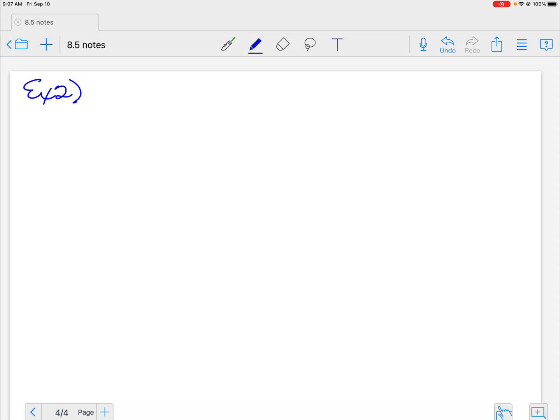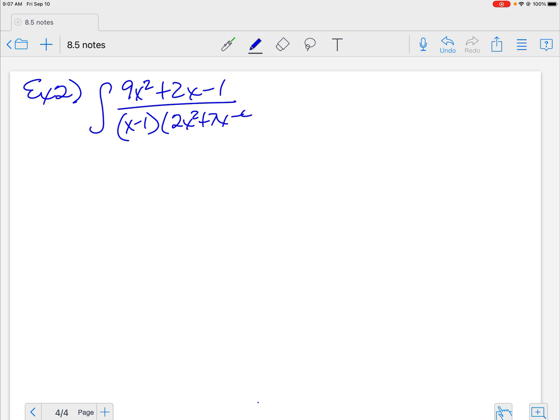All right, let's do some more practice here. We have, for example 2, the integral of 9x squared plus 2x minus 1 over x minus 1 times 2x squared plus 7x minus 4 dx. All right? Okay. Now, my denominator is bigger, right? Because this is a cube, because I've got squared and x. So I can't just divide that or work with that. So let's factor this down.